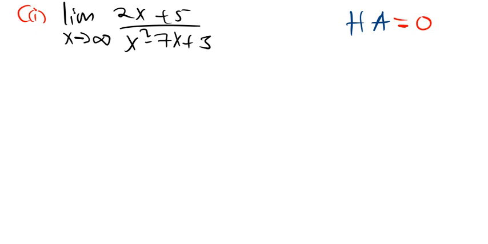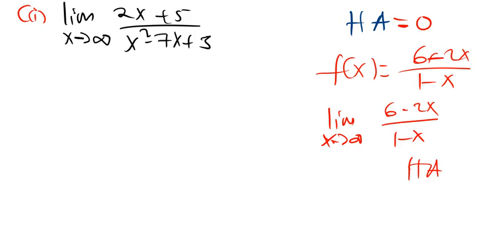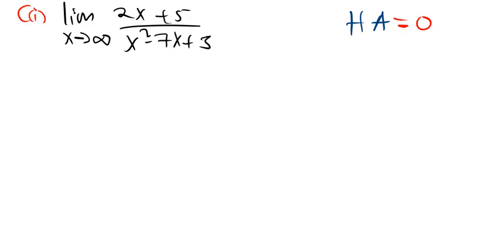So like the question we had, which was f of x is equal to 6 minus 2x divided by 1 minus x. If you get this as the limit as x is approaching infinity of 6 minus 2x over 1 minus x, the answer you are going to find, that is the horizontal asymptote. Is that cool? So here I know that I'm supposed to find the answer to be 0. One thing you have to remember is that the limit as x is approaching infinity of 1 over x is 0.